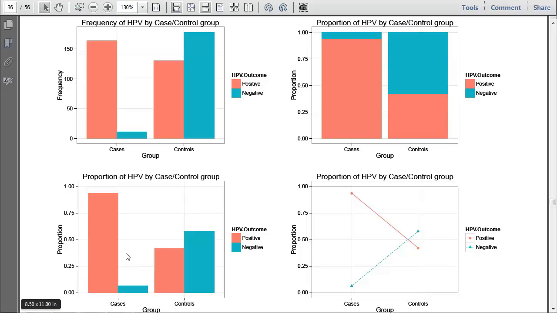Okay. Finally, on the bottom right, we have dots instead, and so we've got the red dot is positive and the blue dot is negative, and you can see that these dots basically correspond to the tops of the bars in the plot on the bottom left. And one feature that this has is we've connected the dots between the groups to show what the difference is in success. So the success was around 0.95 and it went down to 0.4 between the 2 groups. In terms of the negatives, you can measure that with the blue one.